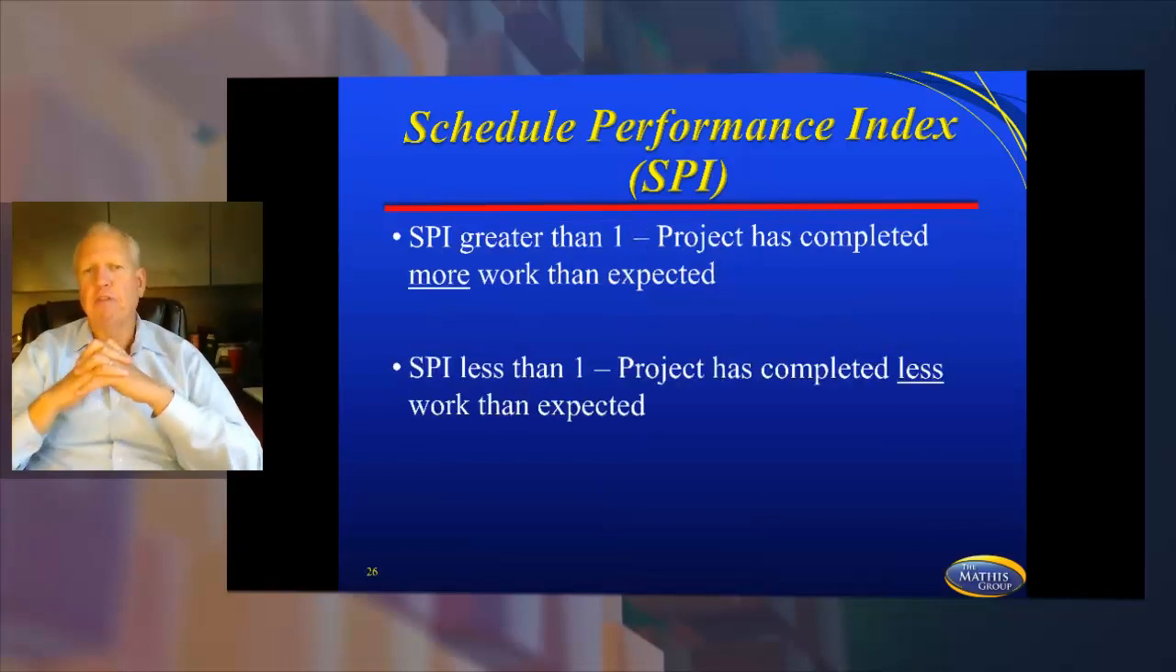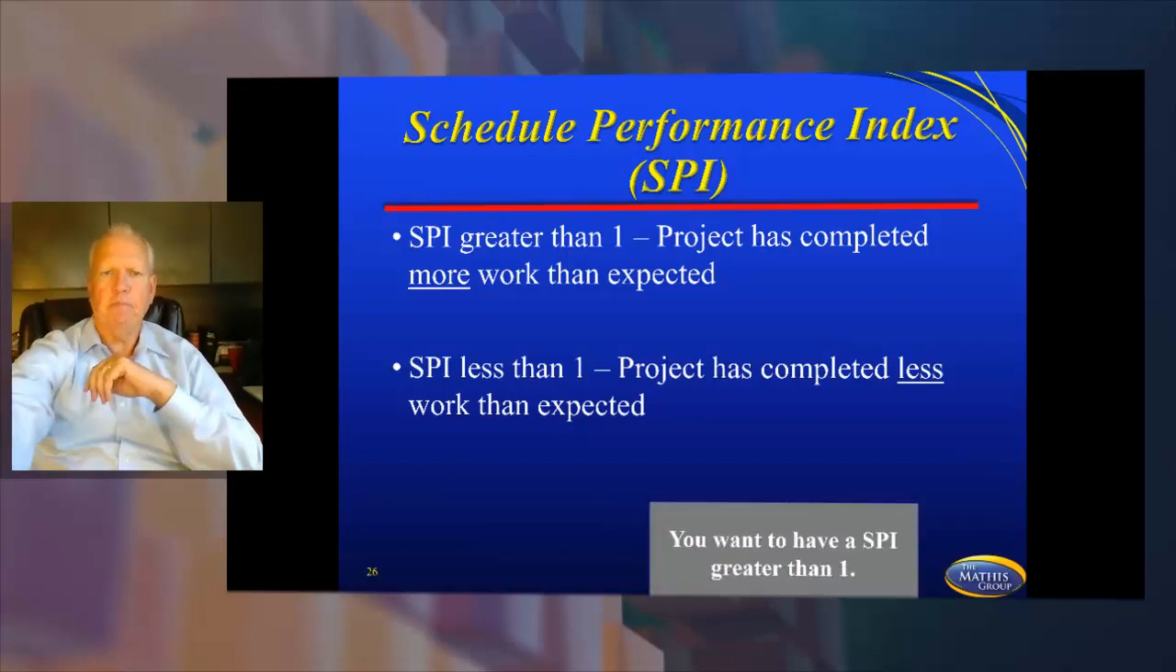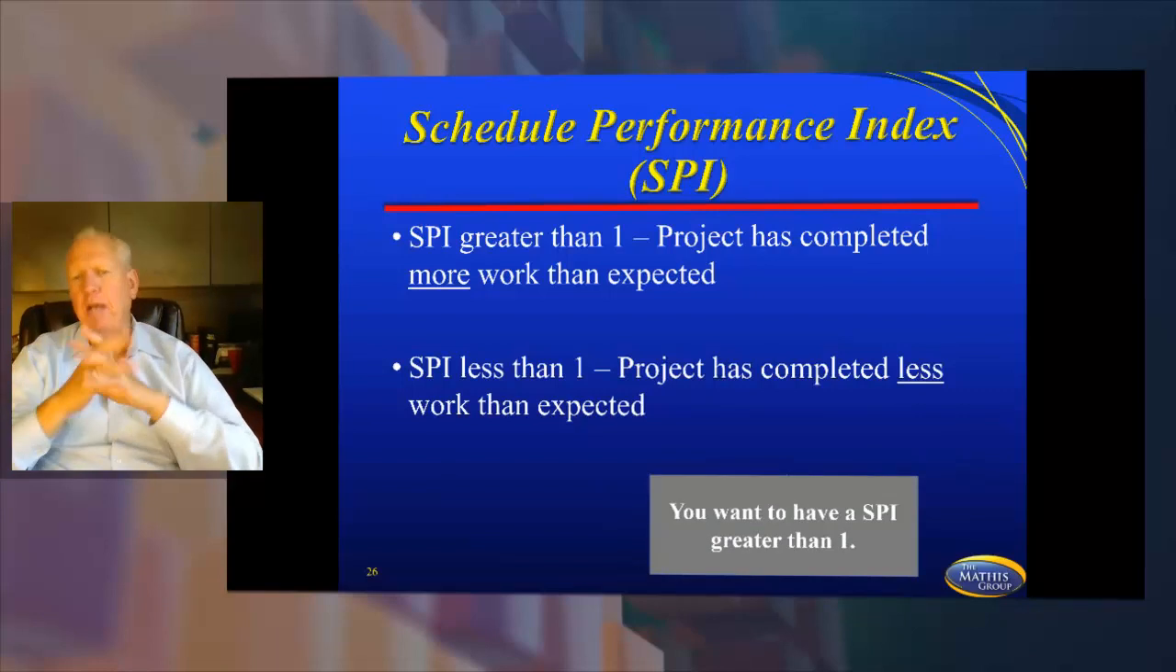So an SPI that's greater than 1, the project has completed more work than expected. An SPI less than 1, the project's completed less work than expected. So you want to have an SPI that's greater than 1 if at all possible. So above 1 is good, below 1 is bad. Say it out loud. Above 1 is good, below 1 is bad.